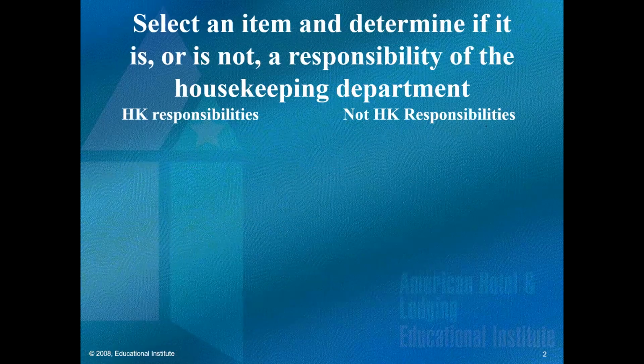All right, so what I would like is, up here on this table are a variety of areas in the hotel, okay? So I would like you, one at a time, to come up here, pick up one of the rooms or one of the areas, and then put it either under housekeeping responsibilities or not housekeeping responsibilities, okay? Let me turn that off for a second, okay? So who wants to go first?